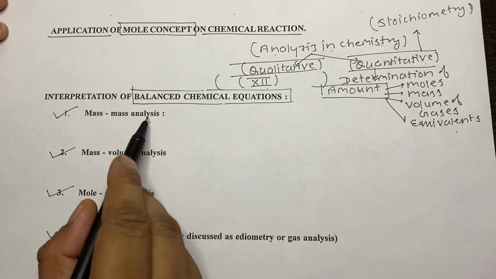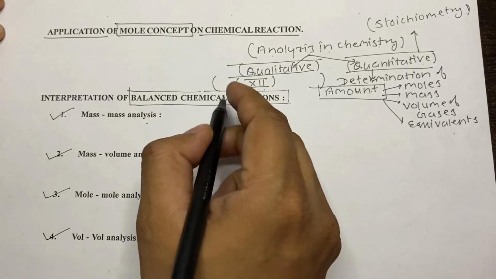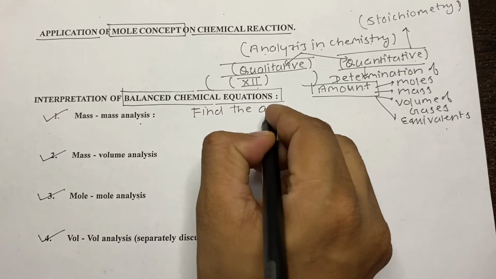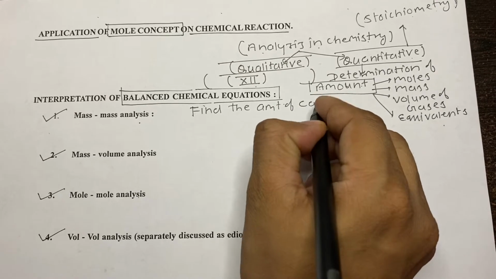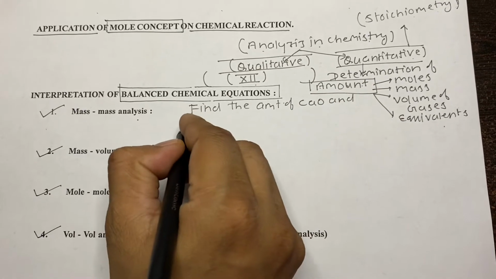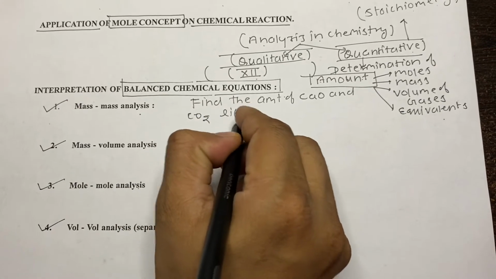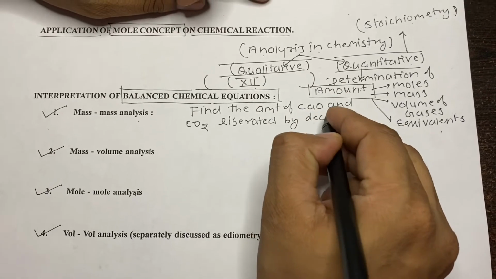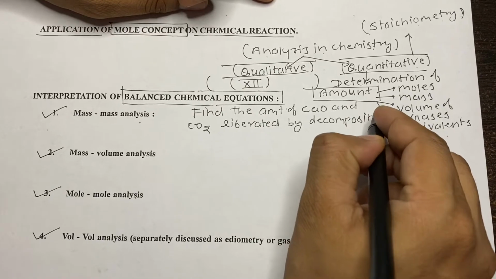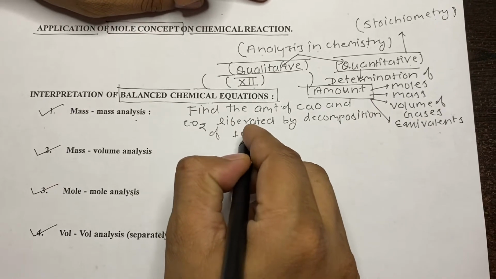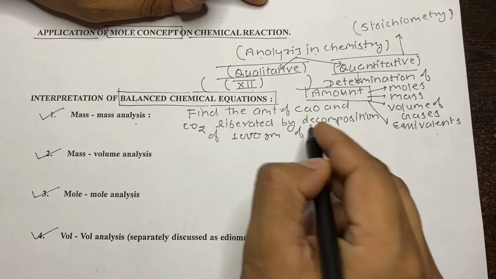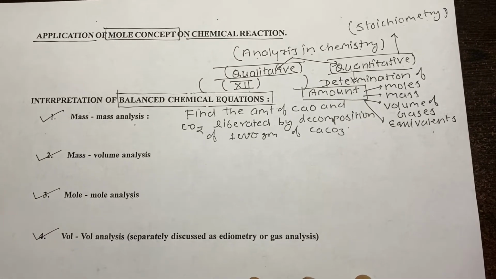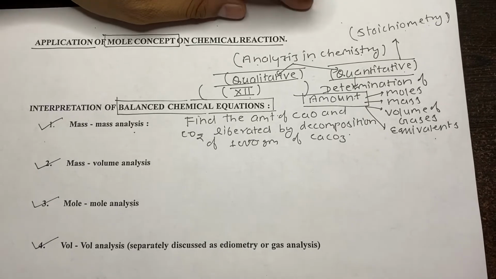Let's understand the meaning of mass analysis. Suppose it is required to find the amount of calcium oxide and CO2 liberated by decomposition of 1000 gram of calcium carbonate, which is limestone.